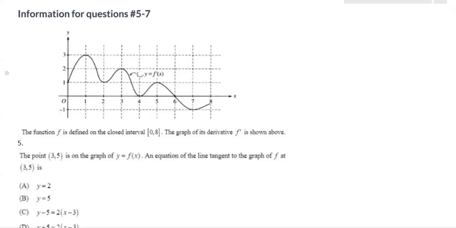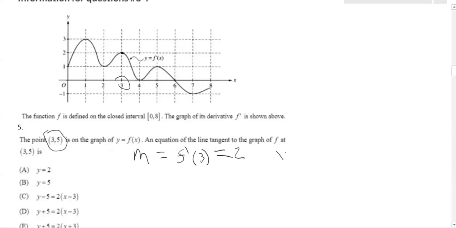So the point 3, 5 is on the graph of y equals f of x. So they're giving you a point, an equation of the line tangent to the graph of f at 3, 5 is. So now we need the slope, which is equivalent to the derivative evaluated at 3, which from the graph, the value of the derivative is 2, not 0. I know there's a horizontal tangent, but the graph you're looking at already is the derivative. So our equation of the tangent line is going to be y minus the y value, 5, equals 2 times x minus the x value, 3. All right, so that's going to be choice C there for that one.